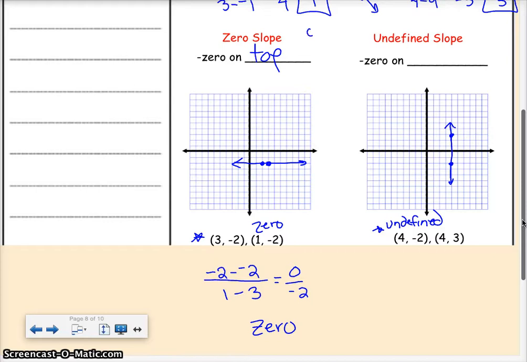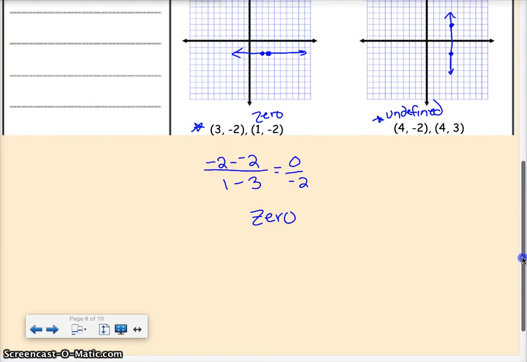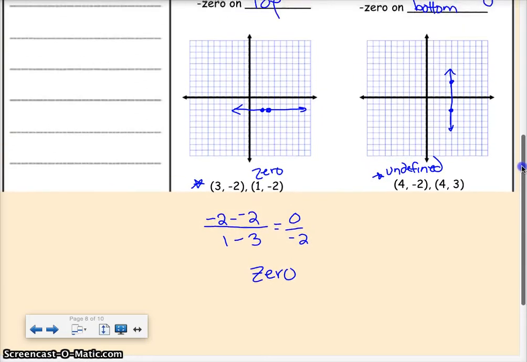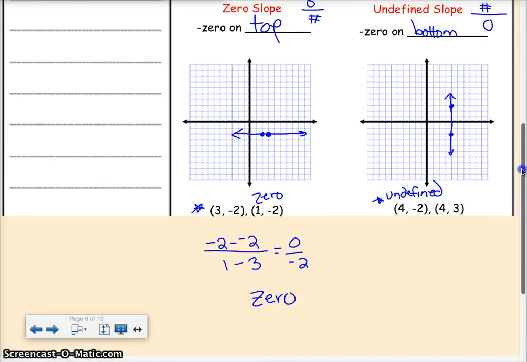So that would be like this, 0 over a number. Well, then clearly the 0 is on the bottom with undefined, but let's actually work through that. So a number over 0 would be undefined. Just so you can see, second y minus the first y, negative 2, over second x minus the first x, 5 over 0. Undefined.